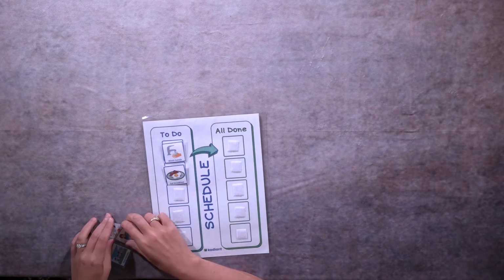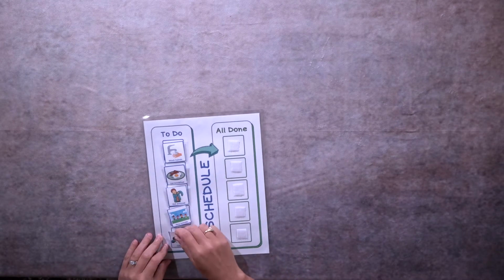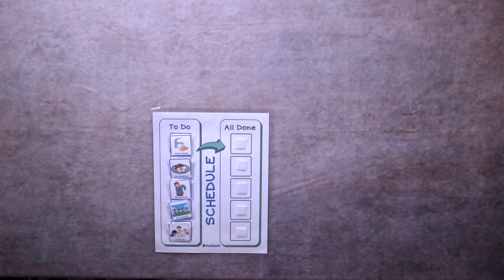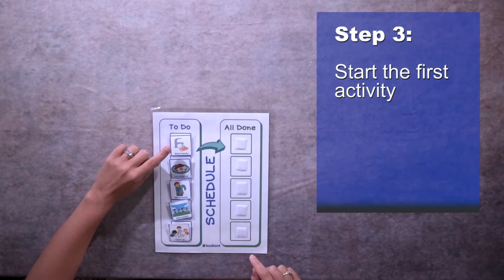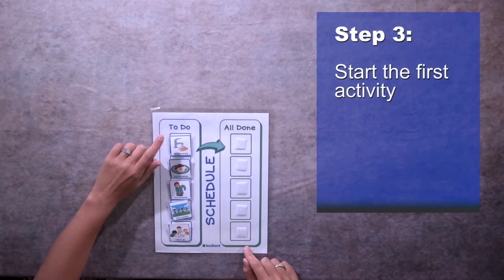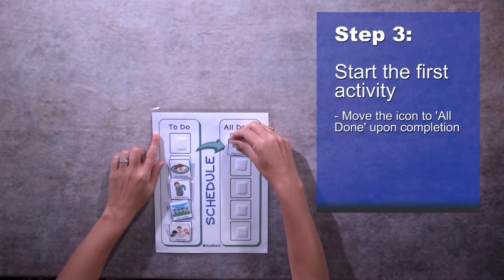All right, so to set up the activity, you're simply going to place the activities on the side that says to do. If you need to start small and present only 2 activities at once, consider using the first-then board. There's another video on that one. The next thing to do is start the first activity. Refer to the schedule, say it's time to wash hands, point to it, and then allow your child to move it to all done when the activity is over.